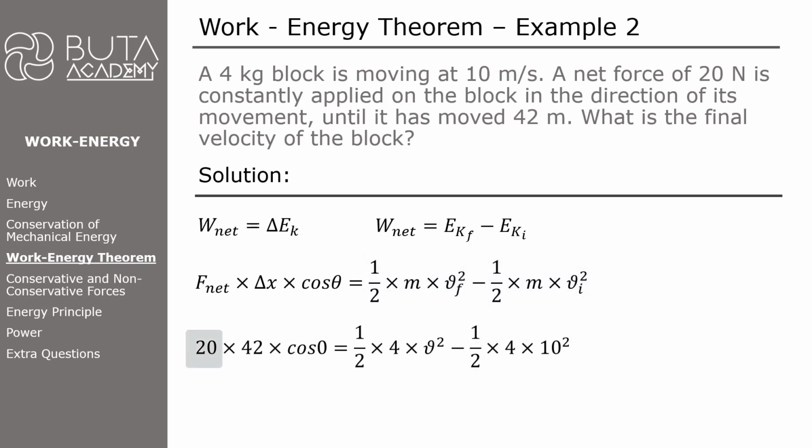The net force is 20 newtons, displacement is 42 meters, and the angle between the two is 0 degrees, as the net force and the displacement are in the same direction. Mass of the object is 4 kilograms. Initial velocity is 10 meters per second. Final velocity of the object is 22.8 meters per second.